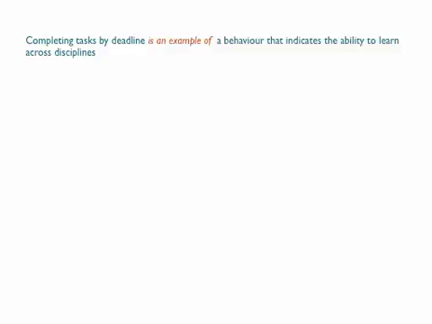Now, completing tasks by a deadline could be an example of a behaviour that indicates the ability to learn across disciplines if, for example, the person was learning new self-organisational skills. And let's suppose they were good at sport, they were good at learning languages, they were good at writing poetry, but they'd never learned good self-organisation skills. And now they've moved into that new area, that new discipline, in which case completing tasks by a deadline could now be a demonstration that they're learning in this new discipline. But that would be a particular example and probably not so common.